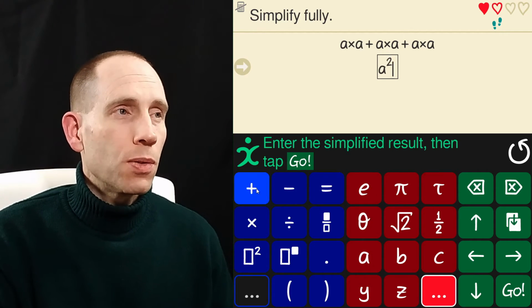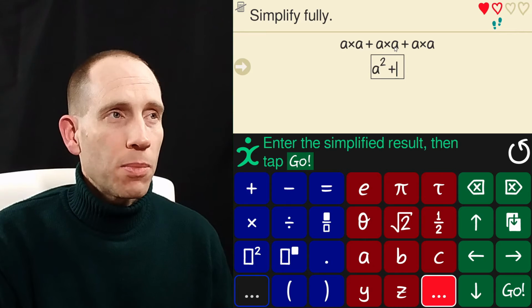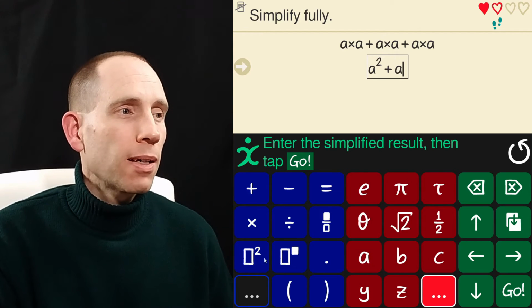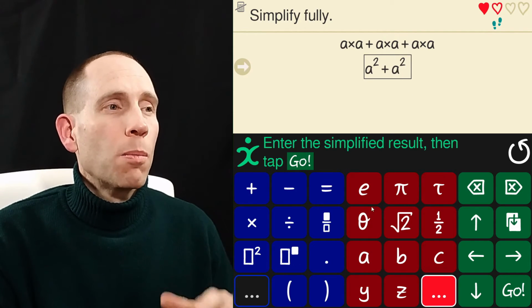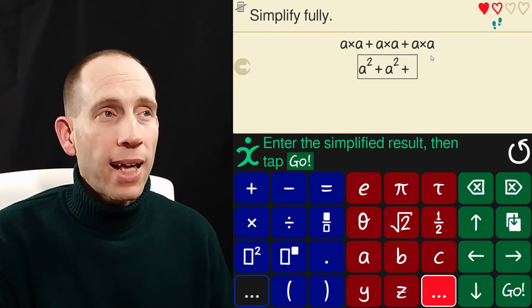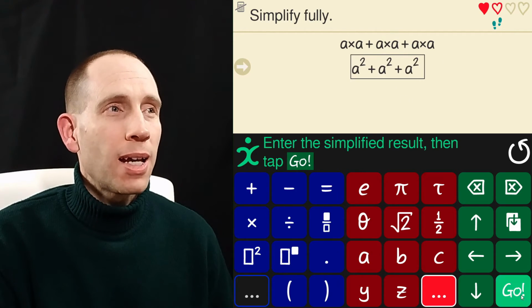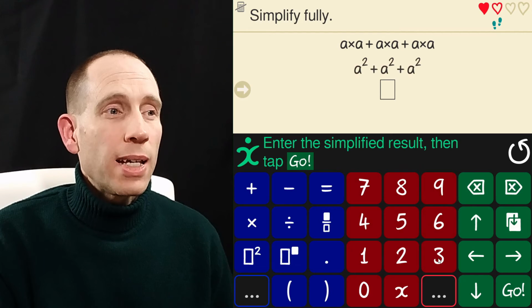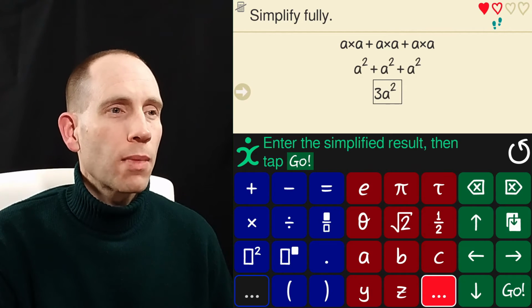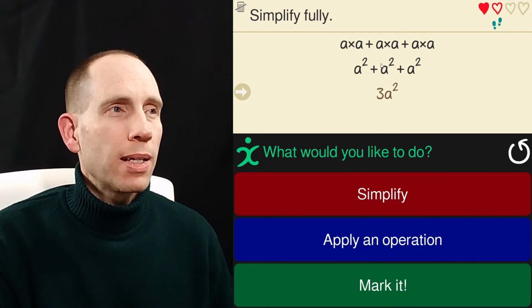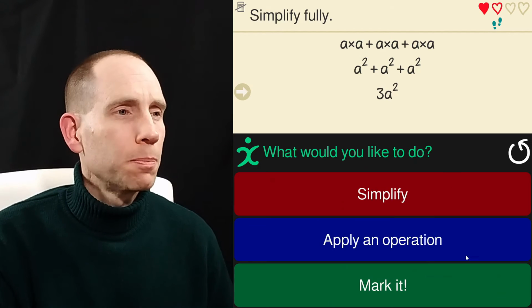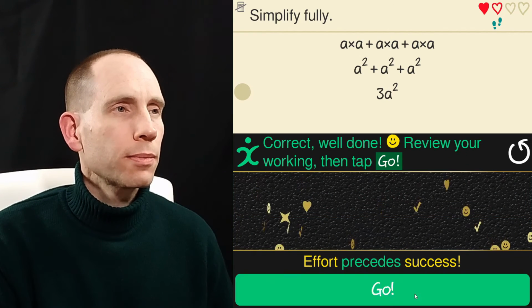Plus starts a new term, and then I've got a times a, they're glued together into the same second term, that's another a squared. Plus starts another new term, and again I've got a times a, so a squared. So I've actually got 3a squareds. Okay, so I've summed them together on that last line. There we go.